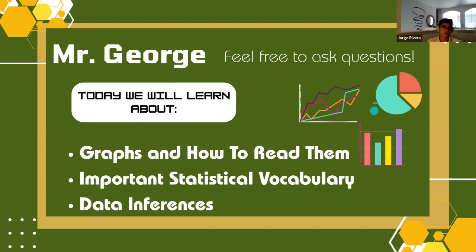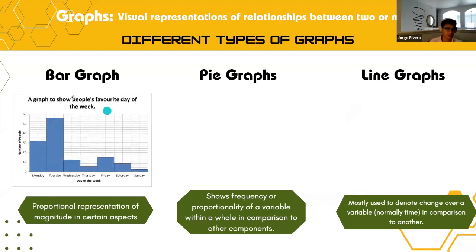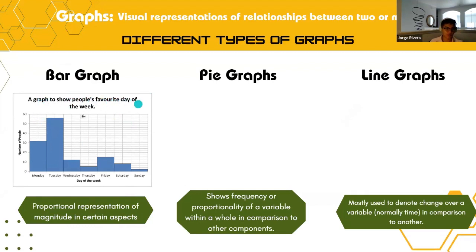Okie dokie. So graphs. What are graphs? Graphs are visual representations of relationships between two or more variables. So here we're going to go over different types of graphs. First of all, we have the bar graph, right? This is a proportional representation of magnitude in certain aspects. For example, here is a graph to show people's favorite day of the week.